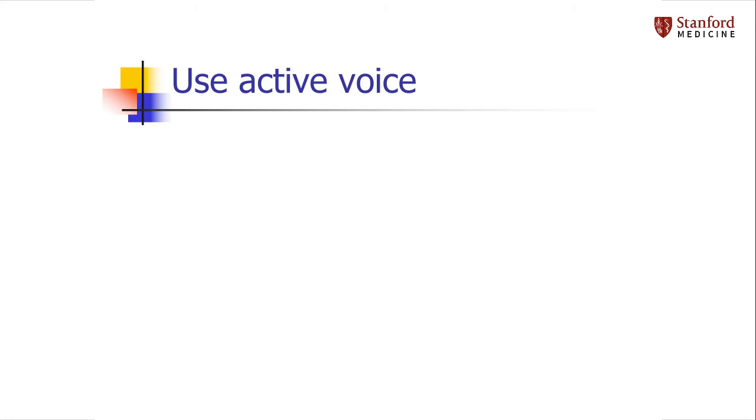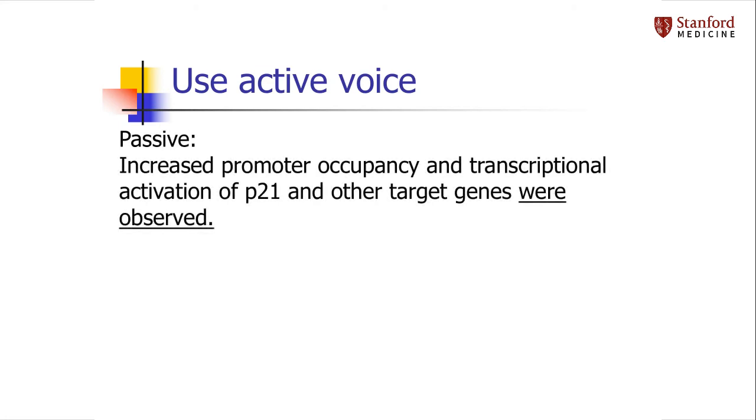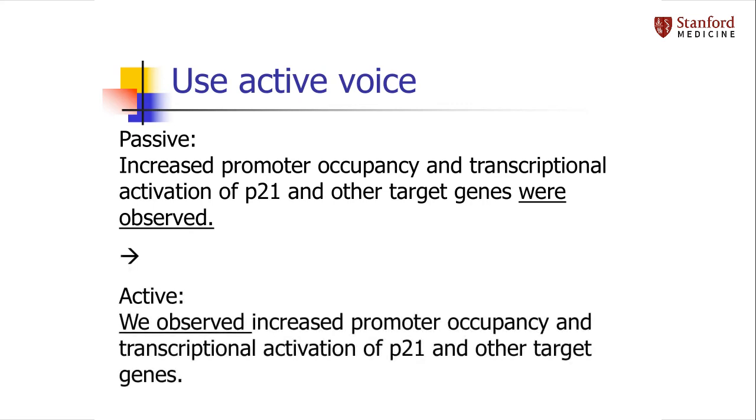Here's another example. In the passive voice, it reads, increased promoter occupancy and transcriptional activation of P21 and other target genes were observed. To turn that into the active voice, we need to add an agent. So presumably that's, again, the authors of the paper. So we could say, we observed increased promoter occupancy and transcriptional activation of P21 and other target genes. Just this small change to the sentence makes it so much easier to read.